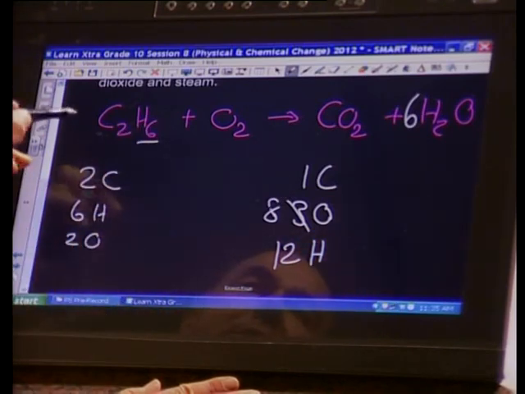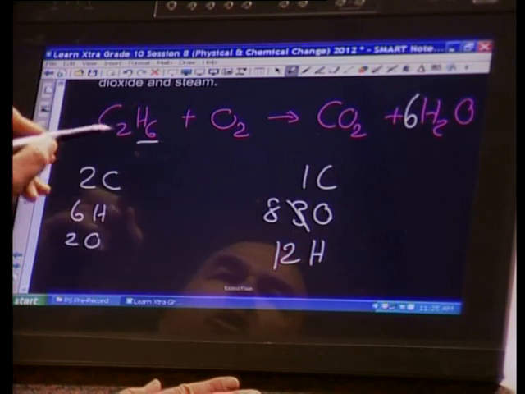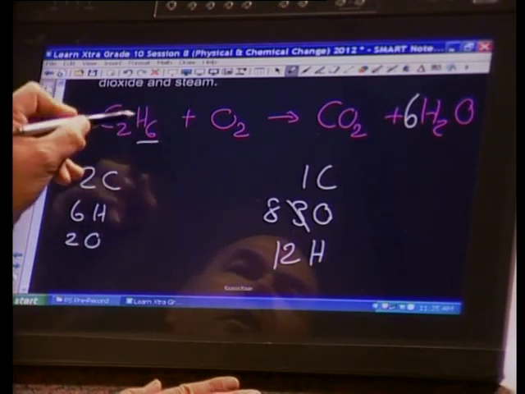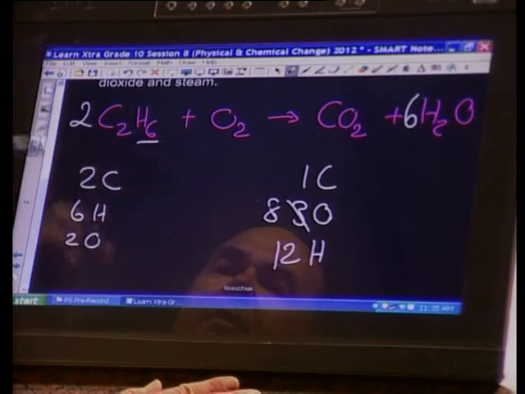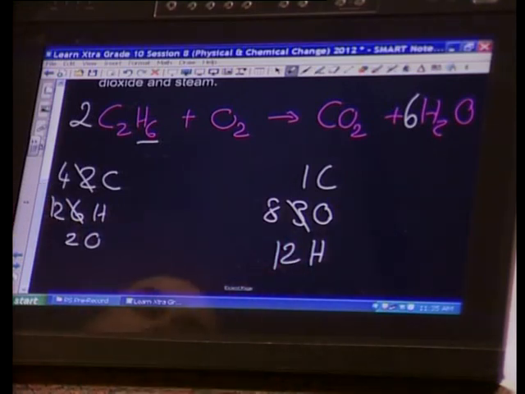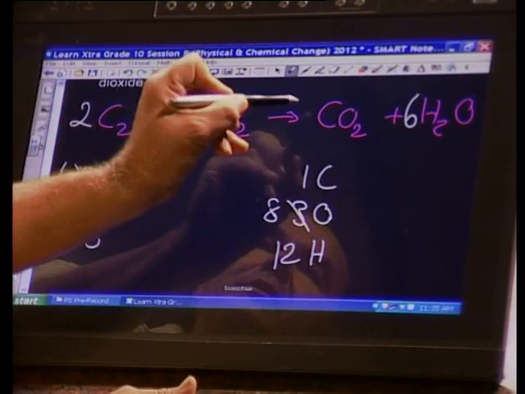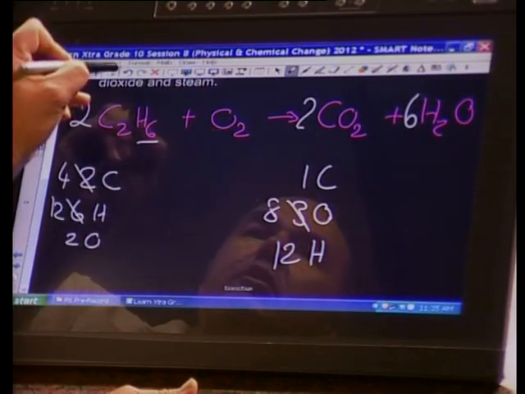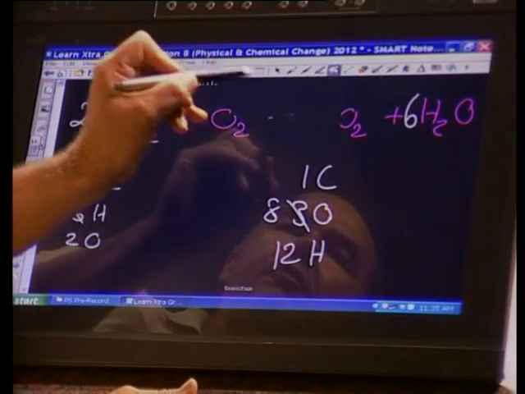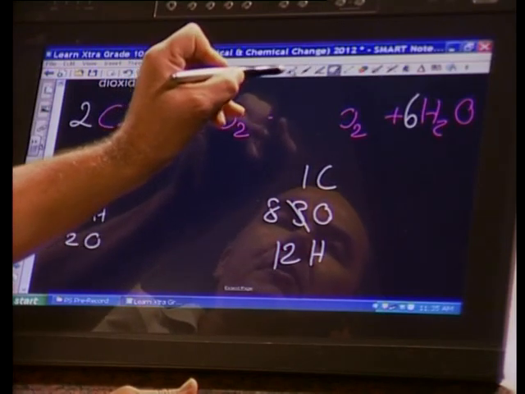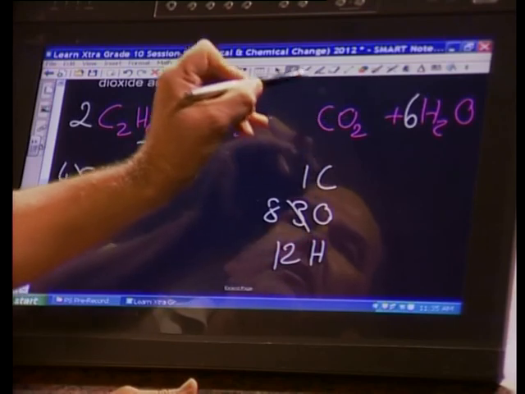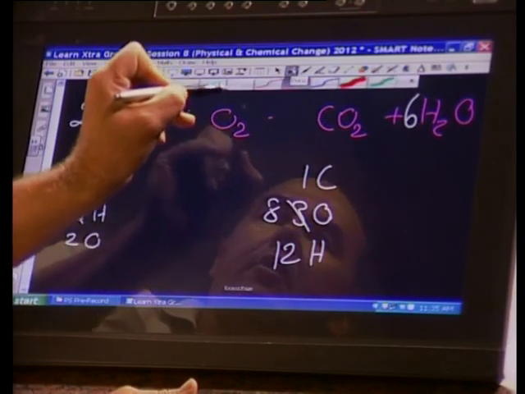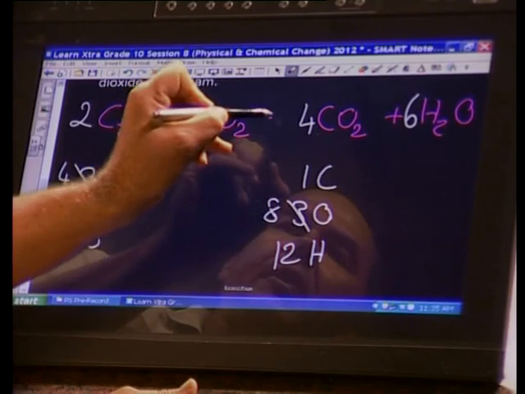Now, on this side, I'm wanting to make sure that I'm going to get 12 hydrogens. So I put a 2 in front there, and that will give me my 12 hydrogens. But by doing that, it changes the carbons to 4. So 4 carbons, I need to get 4 carbons on this side. So I'll now put a 2, not a 2, I want to put a 4 in front of the carbon dioxide.